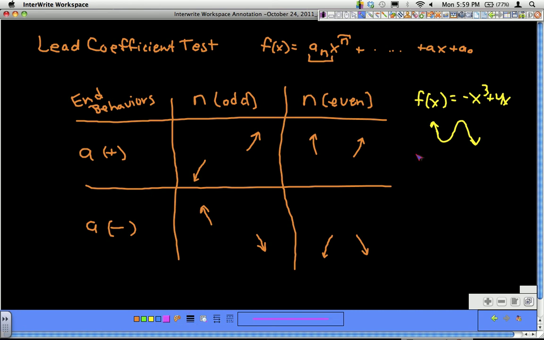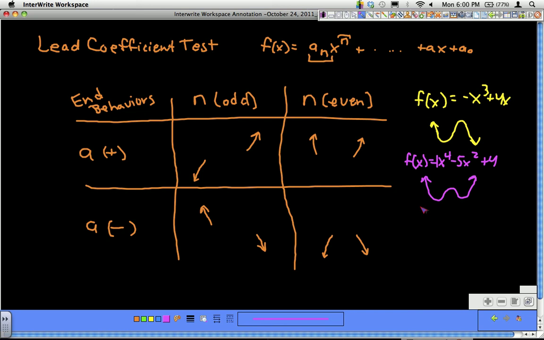Another one, we could have something like this. F of x equals x to the fourth minus 5x squared plus 4. Again, we're going to look at coefficient. Our a value is 1, so positive, so it's got to be one of these two. And our exponent is 4, which is even. So it's going to be going up and up. This is one that's actually going to do a shape kind of like a W.